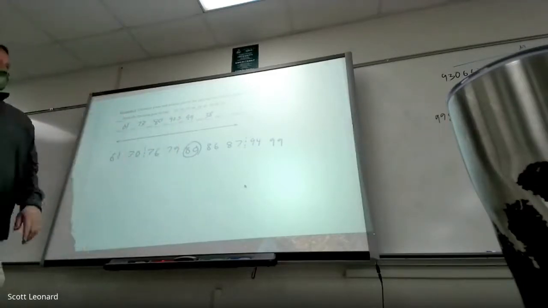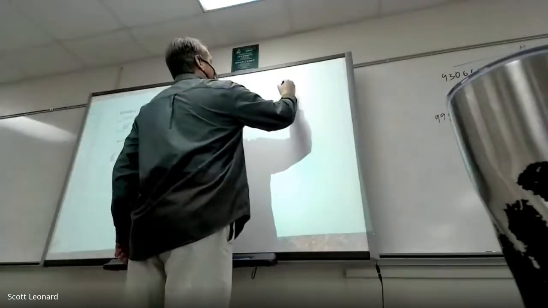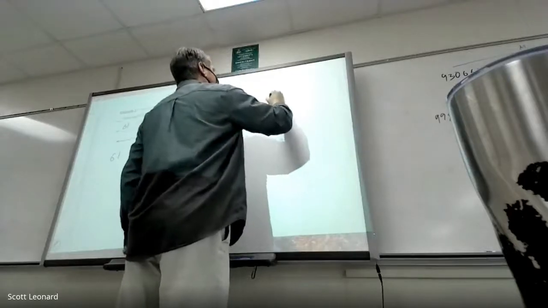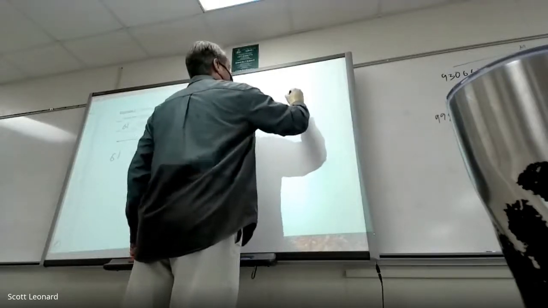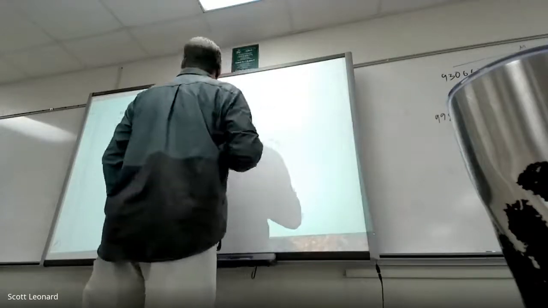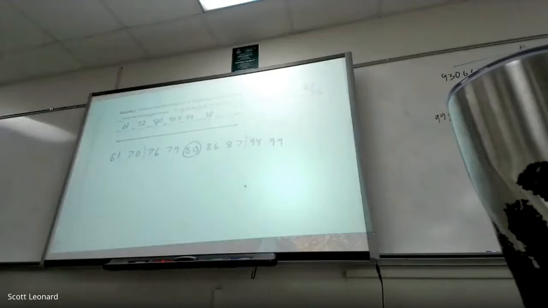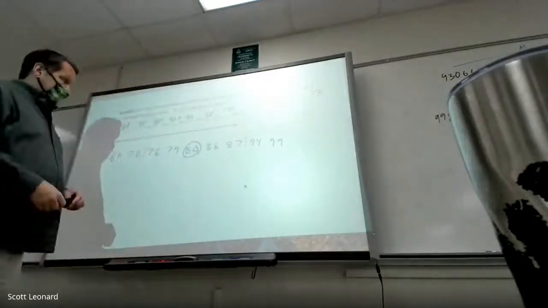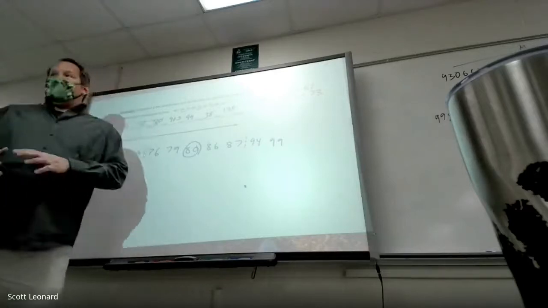Once again, to get the range, I'm going to just put it up here. To find the range, we took 99 minus 61. To find the IQR, we're going to take 90.5 minus 73. What's our interquartile range? It's 17.5. Okay, my numbers are going off again. That's awesome. All right. Now to make the box and whisker plot.